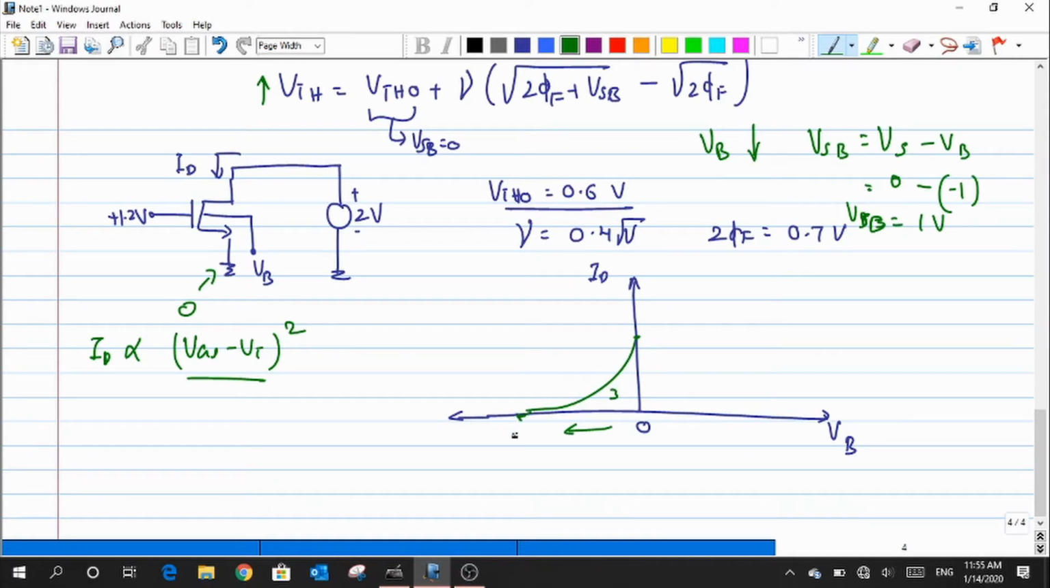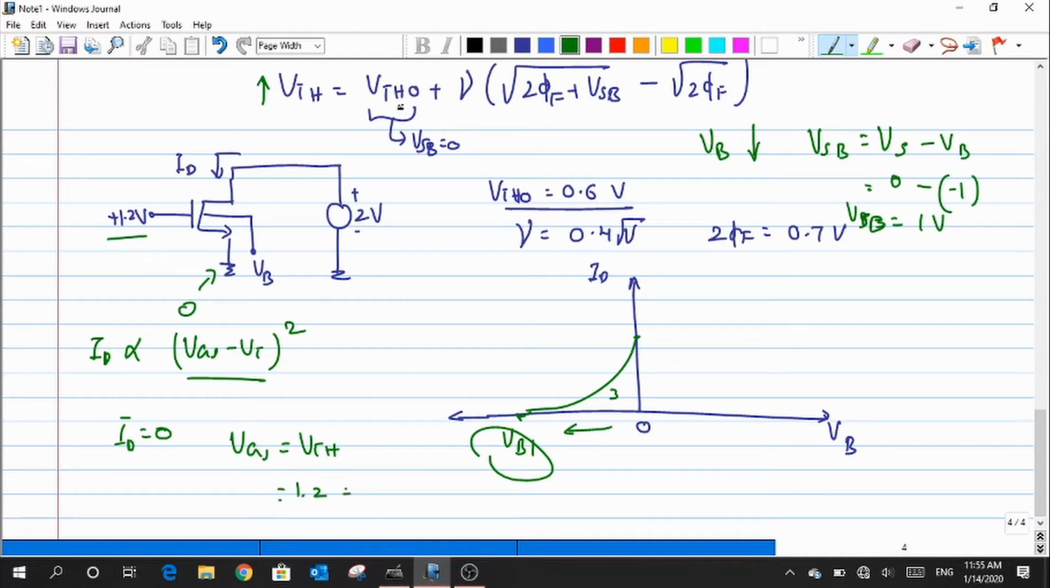At a particular value of VB, let me mark that value as VB1, the current goes to 0. Can we identify the value of VB1 from the data available here? Yes. The current ID will go to 0 the moment the VGS of the device is exactly equal to VTH. Now what is the value of VGS that I have for the device? 1.2. So I will fix that value of 1.2.